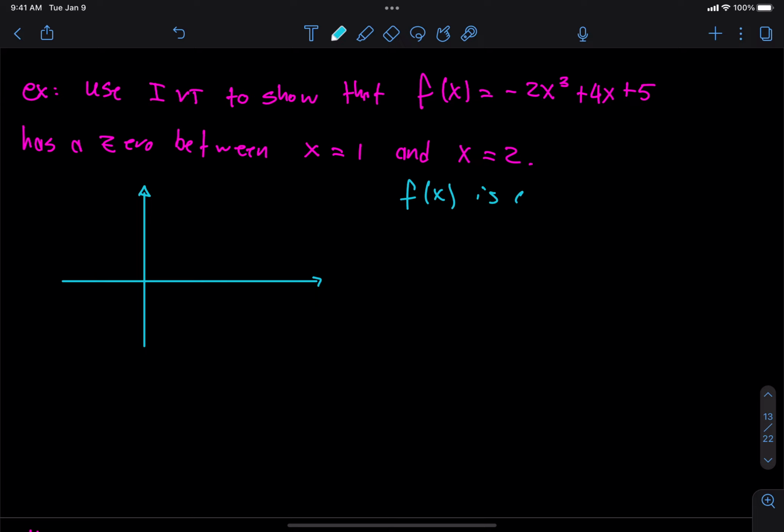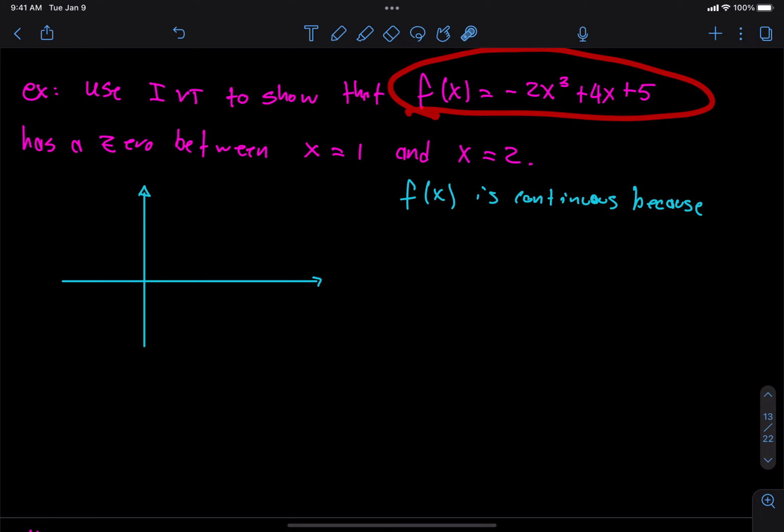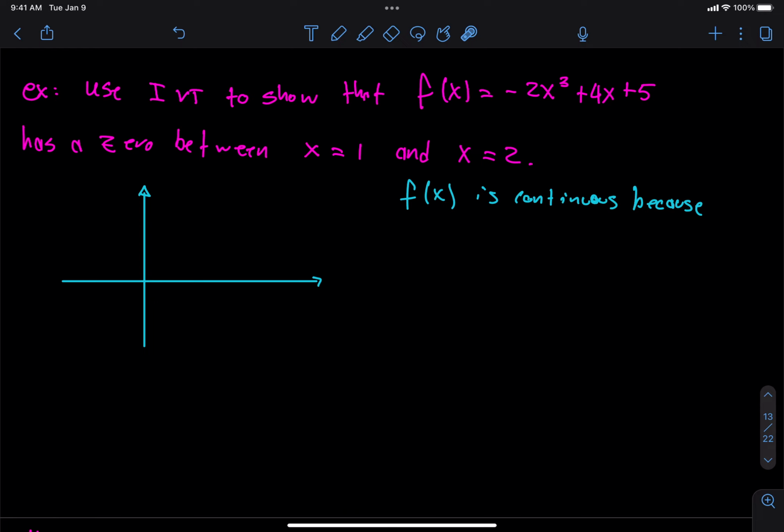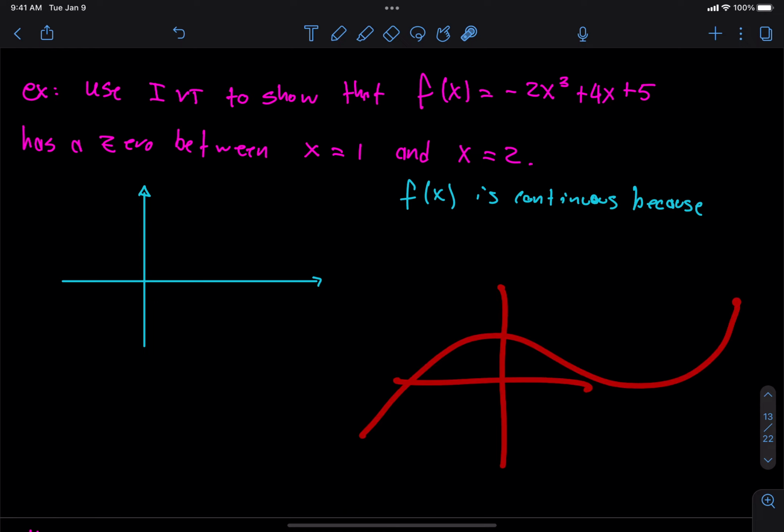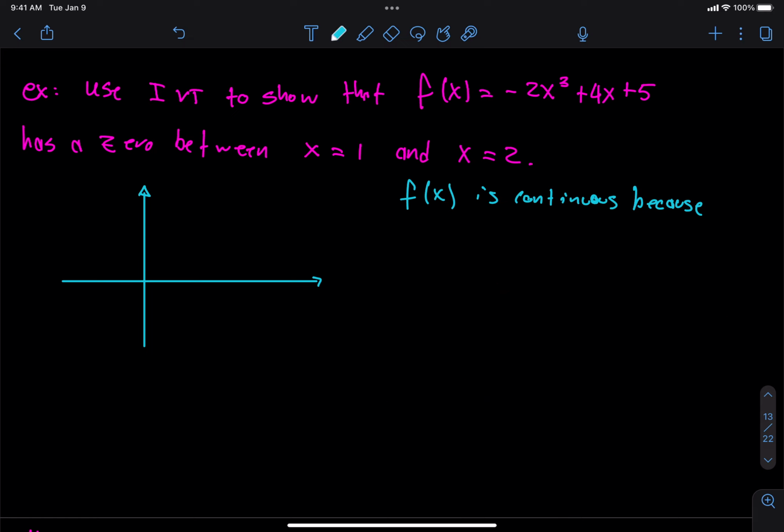F of x is continuous because what? Why should this function be continuous? Because it's a polynomial. Very good, Sully. It is a polynomial. And we learned that the graphs of polynomials are always smooth and continuous, right? So f of x is continuous because it is a polynomial. So, therefore, I can use the intermediate value theorem.